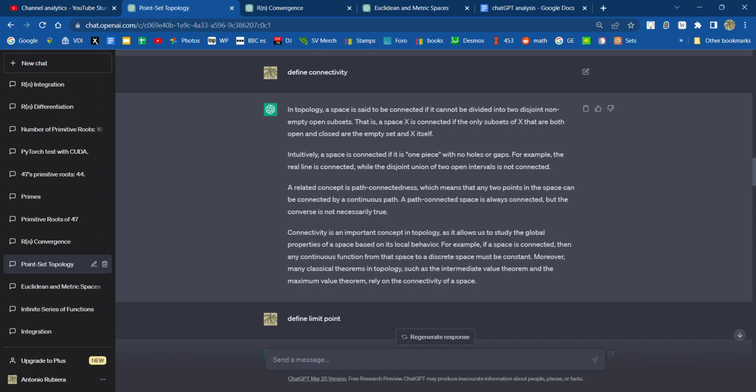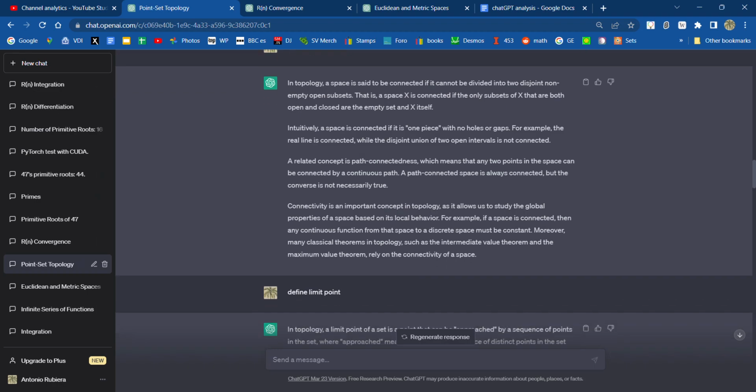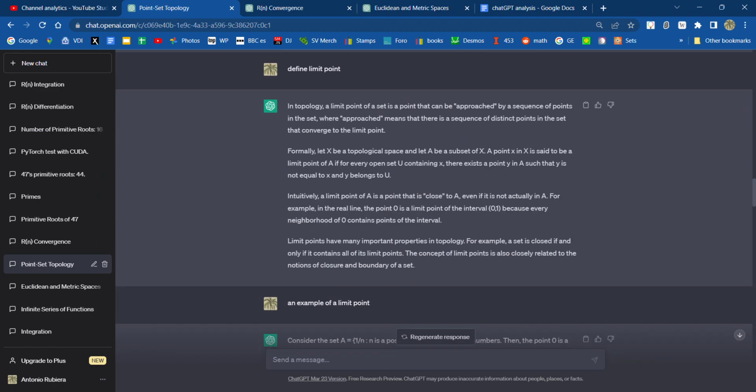And it's got to do with continuity of functions. Define limit point. So yeah, it can be approached by a sequence of points in the set. And again, I really need to sit down with all these concepts and put them all together. You know, limit point, accumulation point.